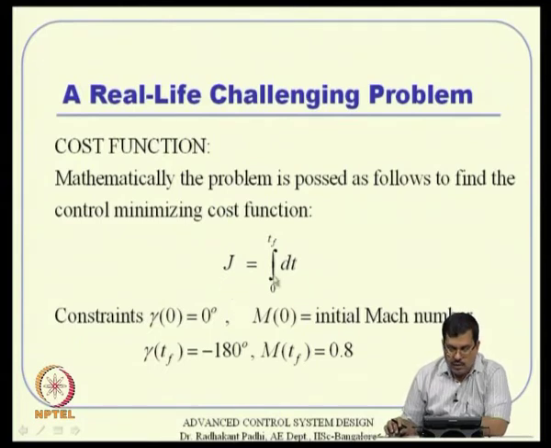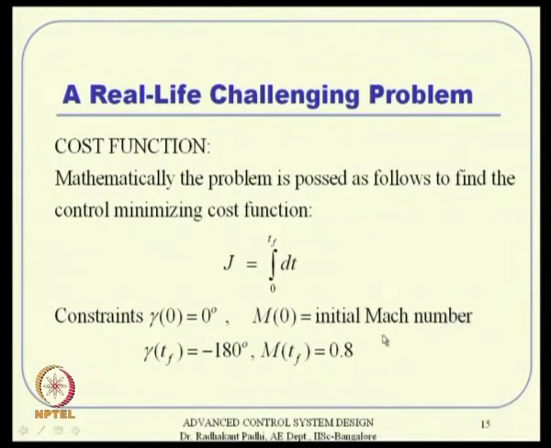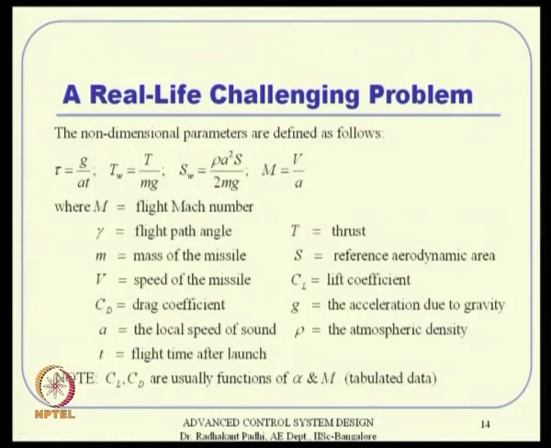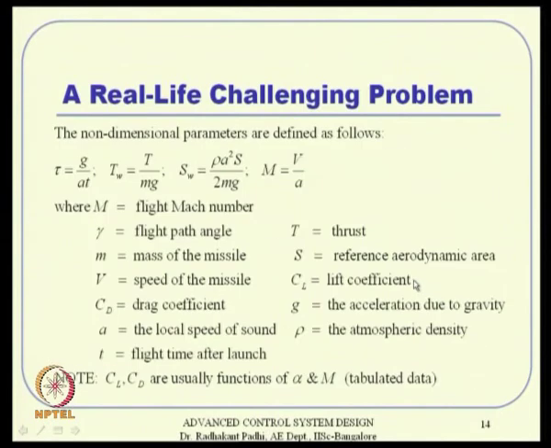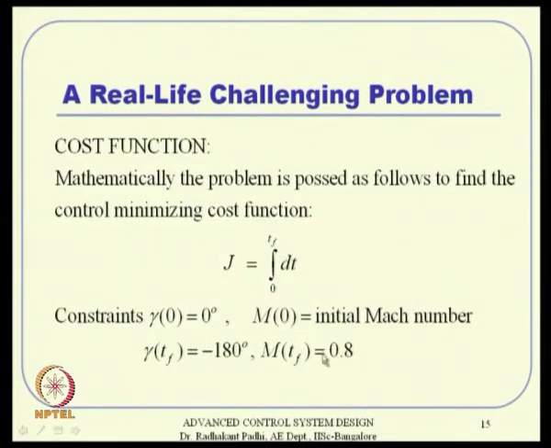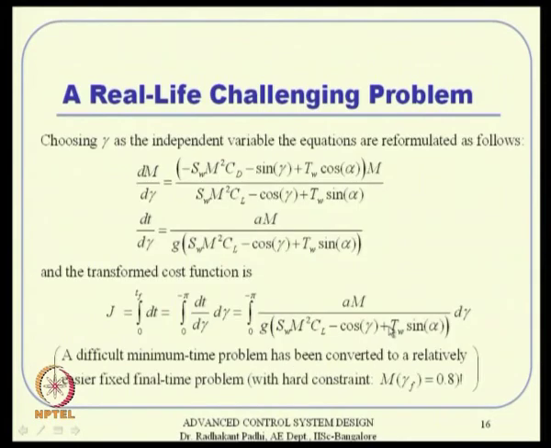Okay. And the constraints that act on the vehicle: initial flight path angle is 0, final flight path angle needs to be minus 180 degrees, initial Mach number is known to us, and let us say the final Mach number we want as 0.8. So, we do not want too much of a velocity drop either. While this turning happens, the velocity drop should not be very high. So, we want a specific final value of the Mach number. That is 0.8, let us say.